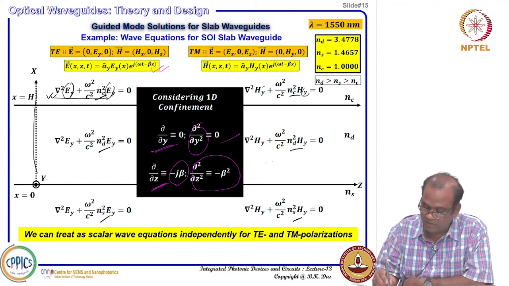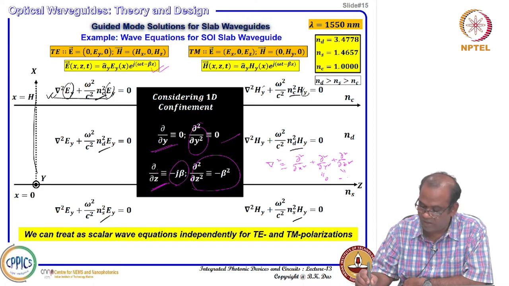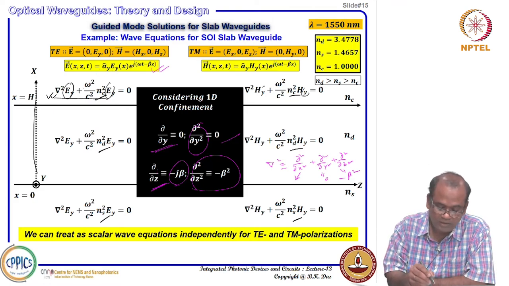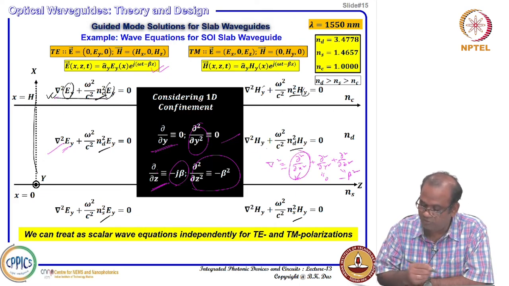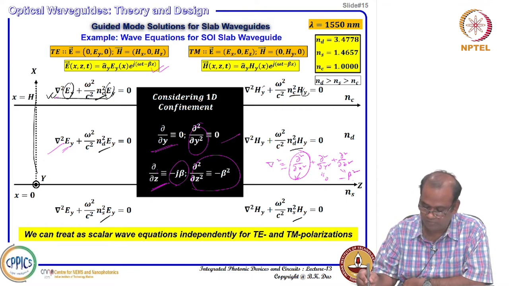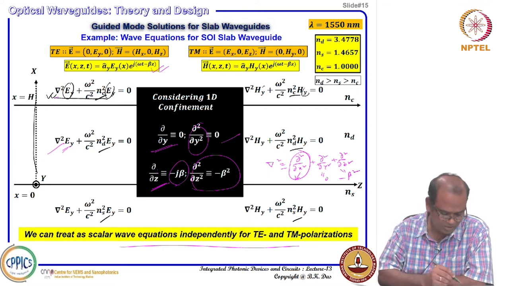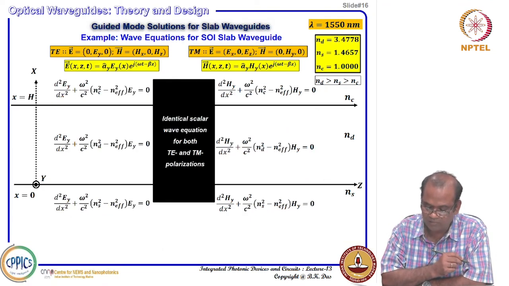So, we know that del square is equal to del 2 by del x 2 plus del 2 by del y 2 plus del 2 by del z 2. So, this one I consider equal to 0, and this one I consider minus beta square, and this one will stay. So, for the E y component, instead of del square, I will only be dealing with this one for the 1D waveguide. This one I can put here, and del 2 by del z 2 I can put as minus beta square. Okay. So, we can treat it as a scalar wave equation, that is what I mentioned. We can treat them independently. That is why let us go ahead a little bit.